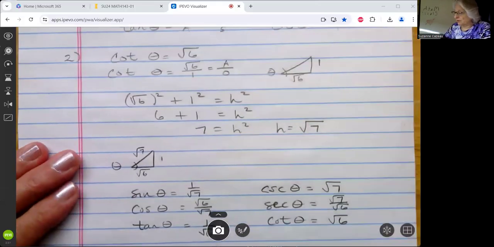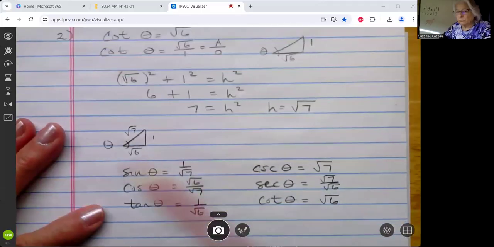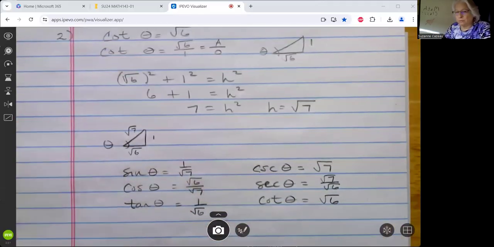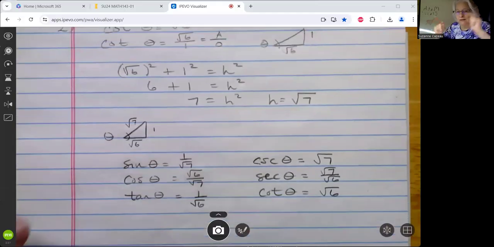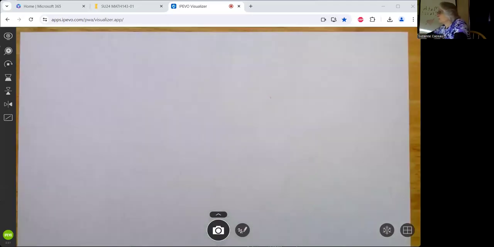Cotangent of theta was root 6. So I like to write them all out and then just be careful how you're typing it in. Make sure you're typing the right one in the box. Okay. That was number 2. Number 3.